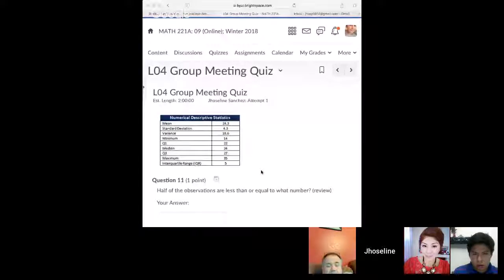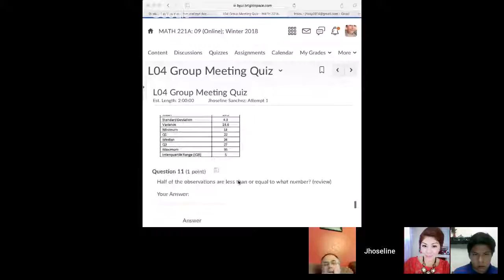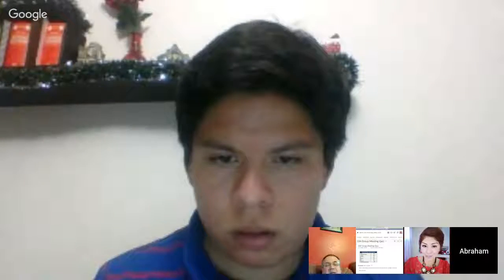So then, what's our question then? It says half of the observations are less than or equal to what number? I wonder if we have to put, because it doesn't say anything about decimals, so it will be a whole number? The median is 24. So it's going to be less than or equal to 24 because 24 is the middle.